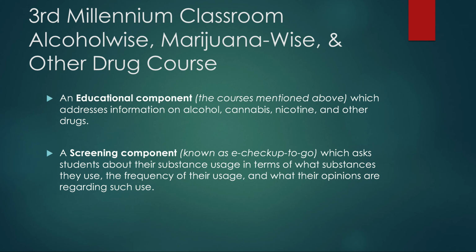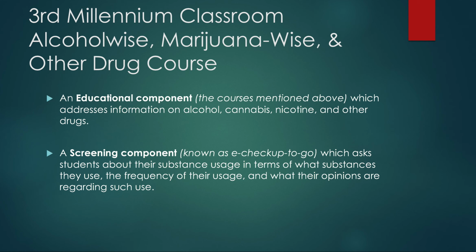So, to give you a little bit of background as to what the Universal Substance Use Screening System is, it includes two components. An educational component, which is part of alcohol-wise, marijuana-wise, and the other drug course. And this addresses information on alcohol, cannabis, nicotine, stimulants, opiates, depressants, and pretty much all substances that we commonly see used here at Baruch College by our students.